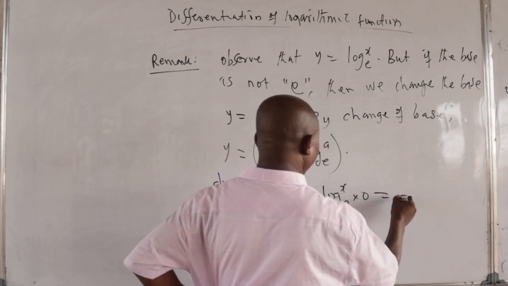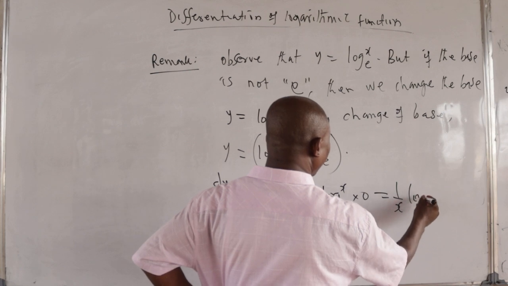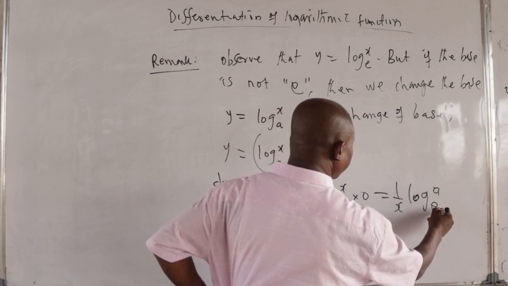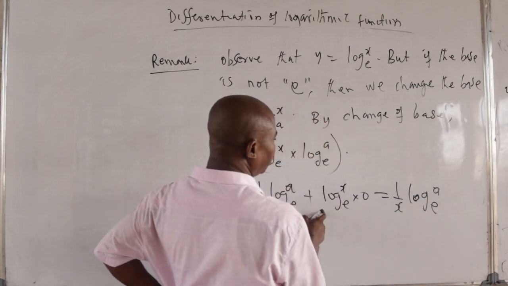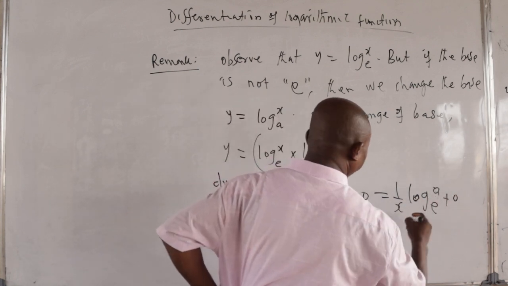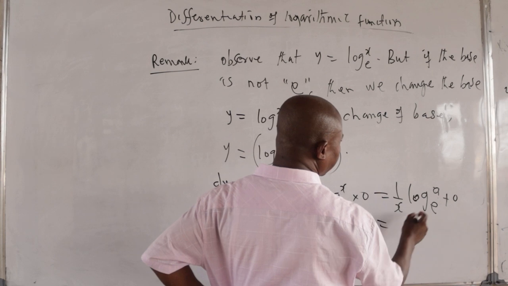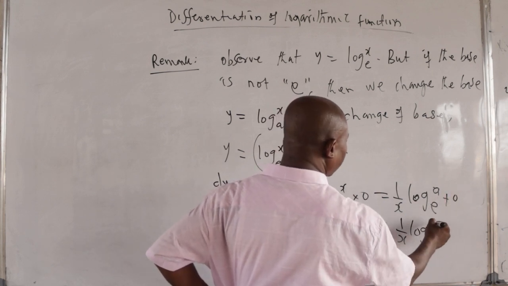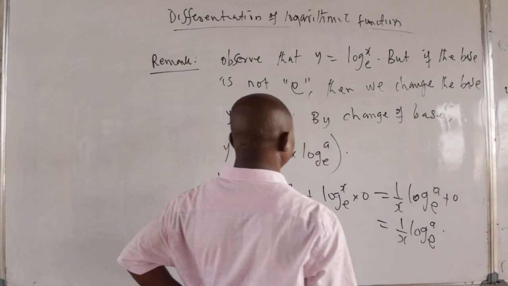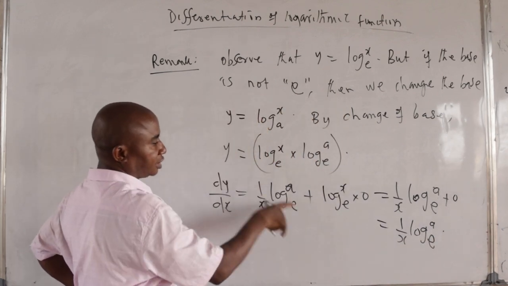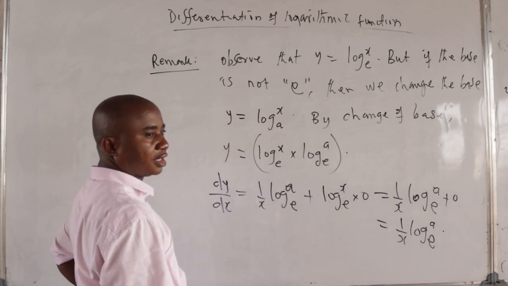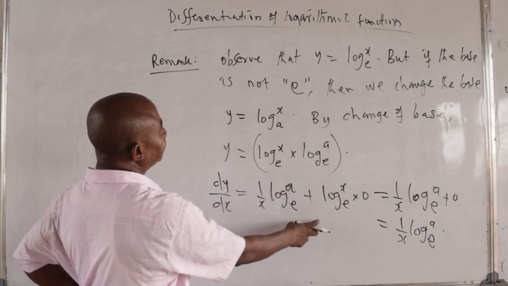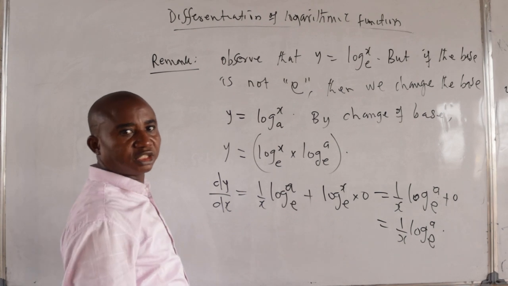And at the end of the day, what we have is 1 over x log of a to base e plus 0. I say plus 0 just for completeness sake. Otherwise, this is simply 1 over x times log of a to base e. The derivative of y with respect to x in that case is simply something like this. We will take examples to appreciate both this change of base case and the case where we do not have to change base. Alright.